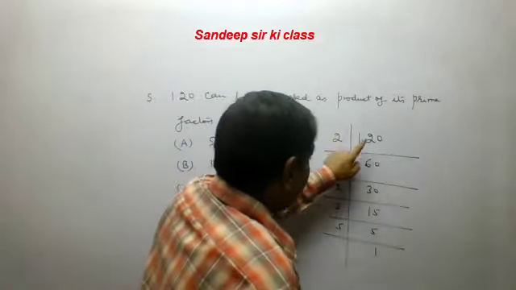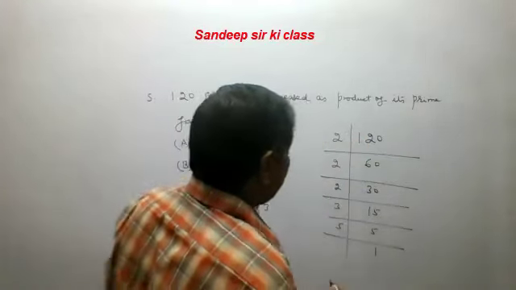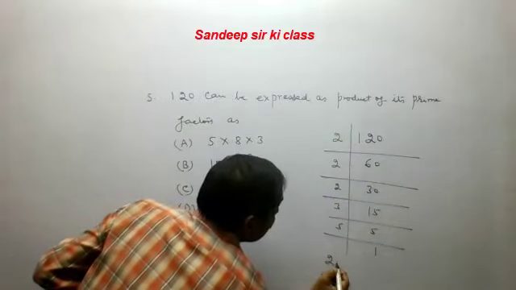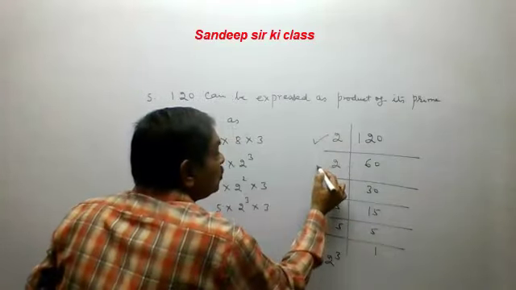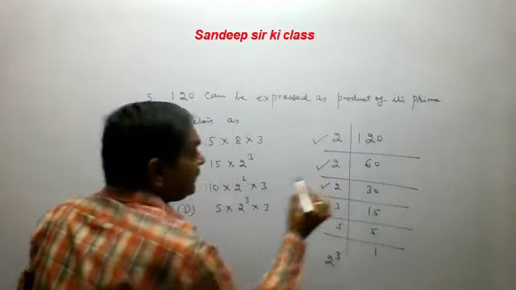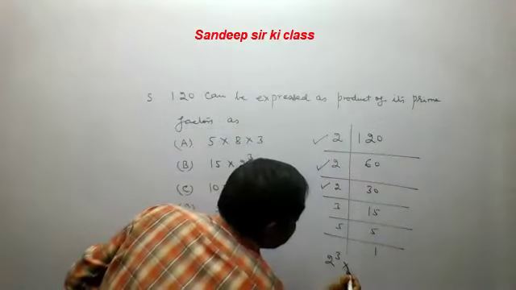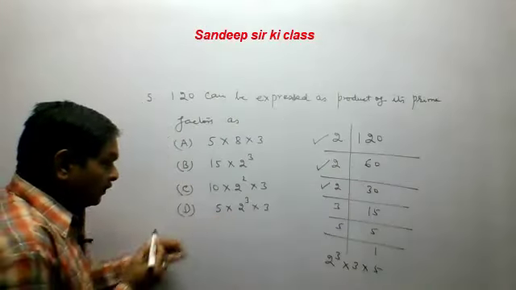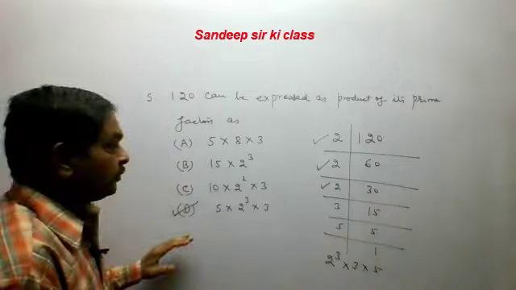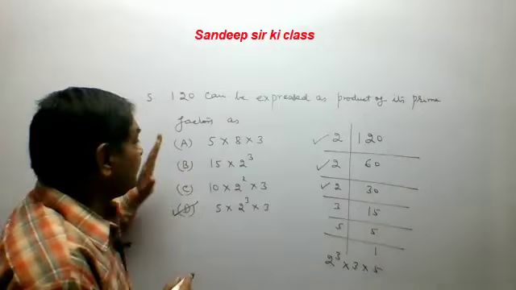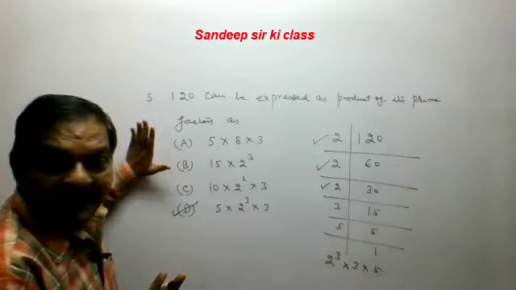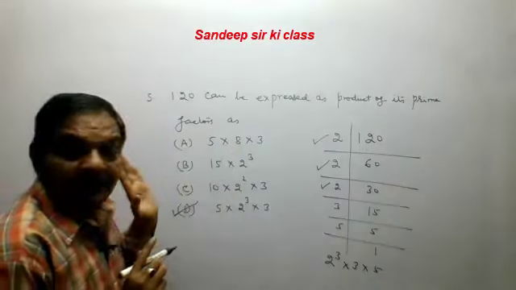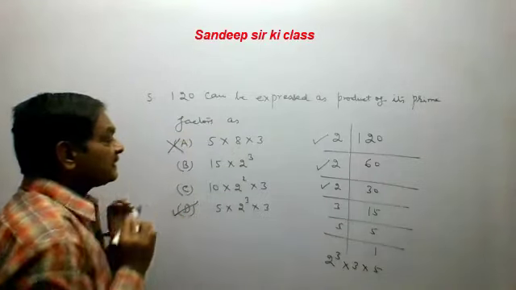So factorization of 120 in prime factors can be written as 2 to the power 3, because 1, 2nd 2 and third 2, into 3 into 5. So here option D is the correct option. If we see the options also, we can find that here 8 is appearing and 8 is not a prime number. So this option cannot be the answer.